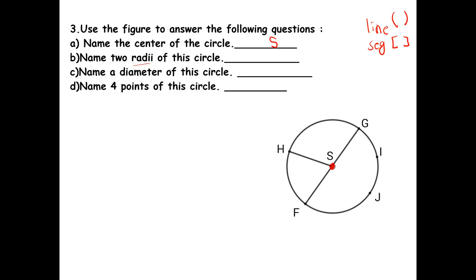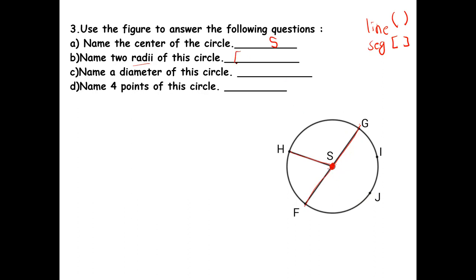So from S to G it's a radius. You can say SH is also a radius. You can say SF. All of them are radii. Okay, or SI or SJ. Any distance from the center to a point on a circle, we call it a radius.